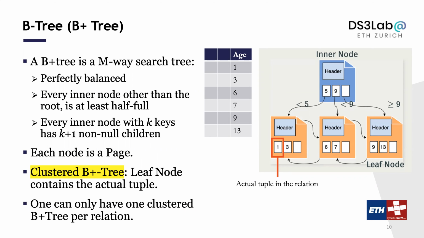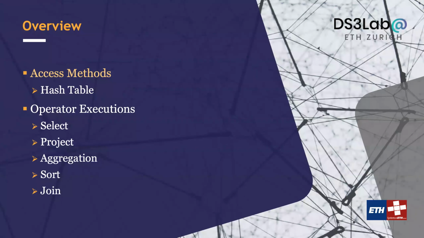So of course, you can only have one clustered B-tree for every single relation, because otherwise you are going to have duplicates of information. You can only have one clustered B-tree on a single relation. You can have multiple unclustered B-trees on a relation. So today we are going to continue to talk about access methods.